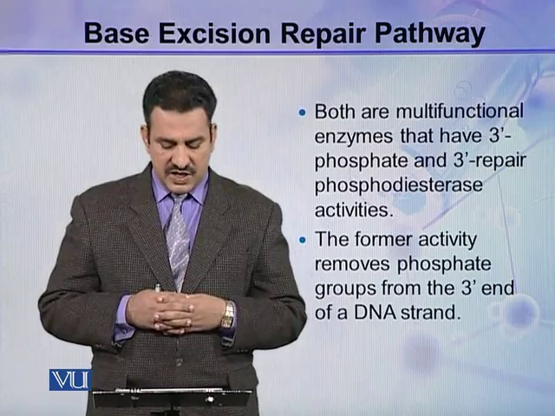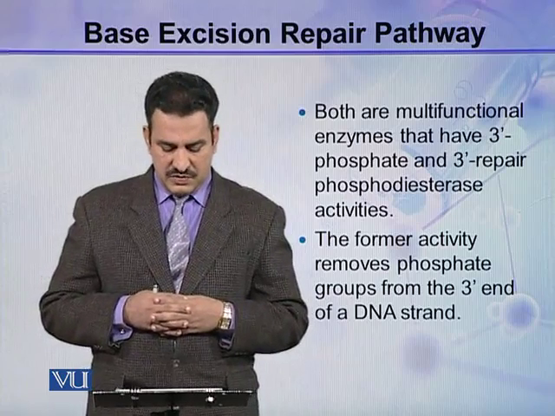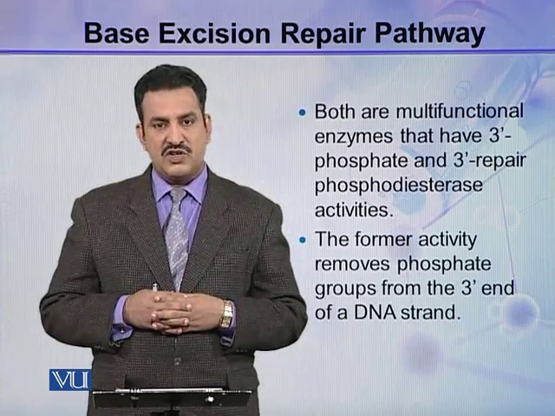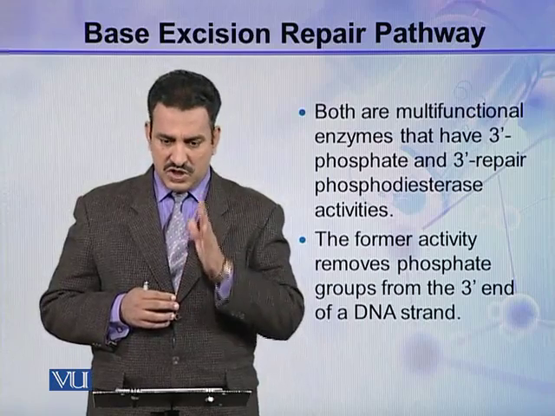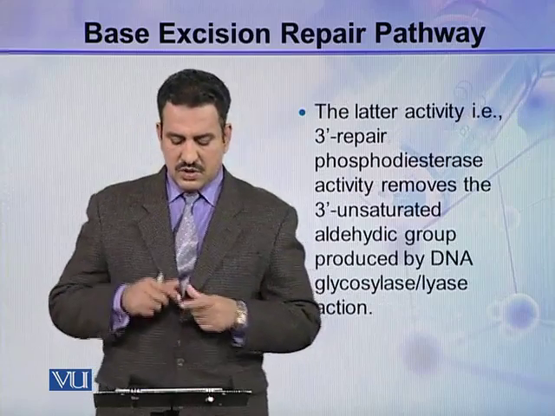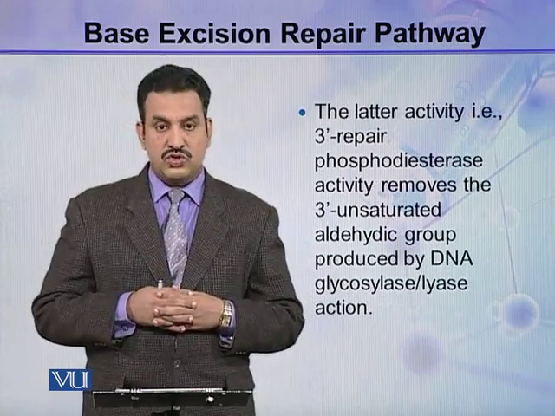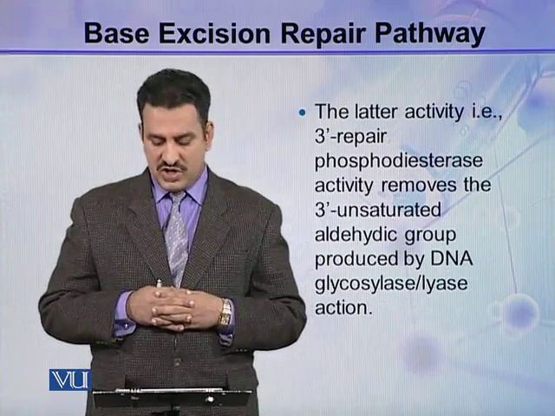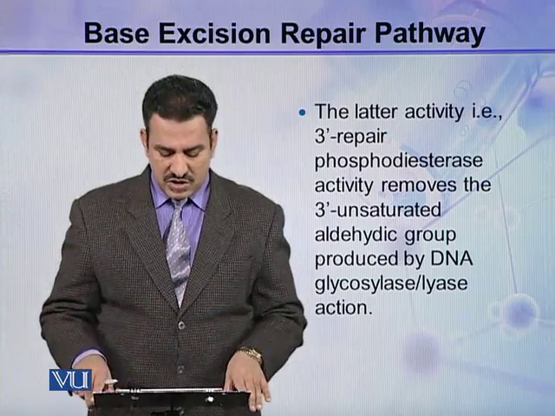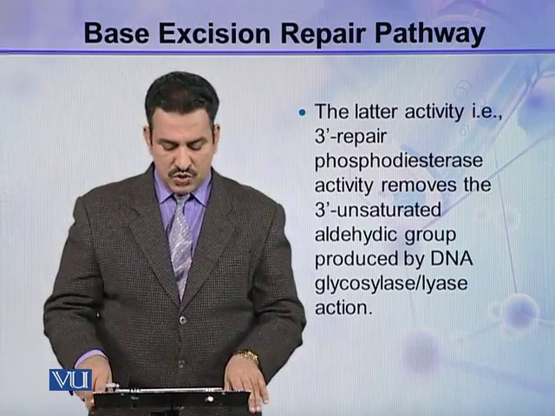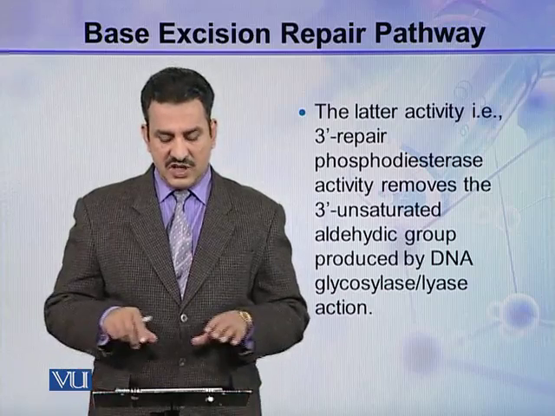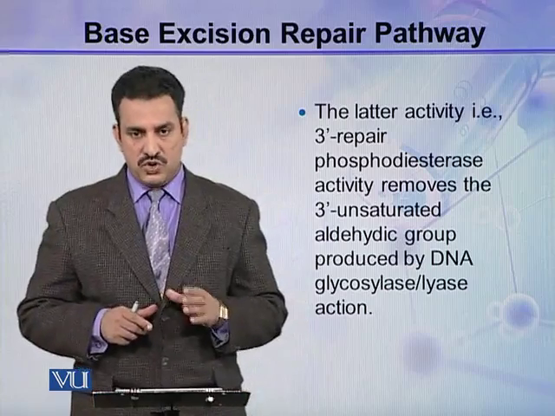The former activity, that is 3' phosphatase activity, removes the phosphate group from the 3' end of a DNA strand. So from the 3' end, a phosphate group is removed by the action of these enzymes. The latter activity, that is 3' repair phosphodiesterase activity, removes the 3' unsaturated aldehydic group that is produced by the DNA glycosylase lyase activity. After this activity, an aldehyde group is produced at this site.